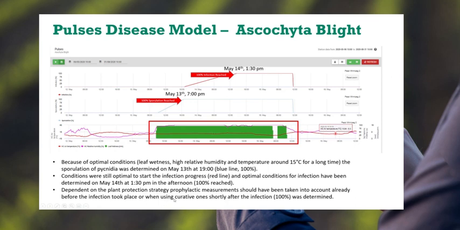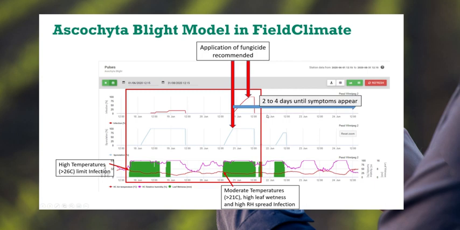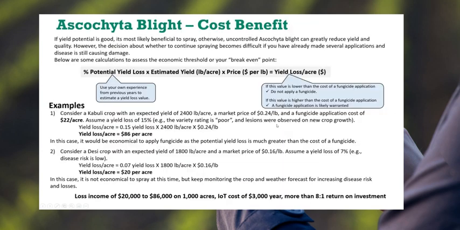So dependent upon the plant strategy, protective measures should be taken into account before the infection took place, or using curatives slightly after the infection. So somewhere in here when the infection is taking place is your comfort level. Is it 40, 50, 60, 70% where you want to apply your fungicide? And that's what this tries to show us here, is that we do have a recommended window of where we can apply, and then the actual symptoms may not show up for 2 to 4 days depending upon the conditions that one has at a particular location. But it's all driven off of the ideal temperatures, leaf wetness, and humidity periods.